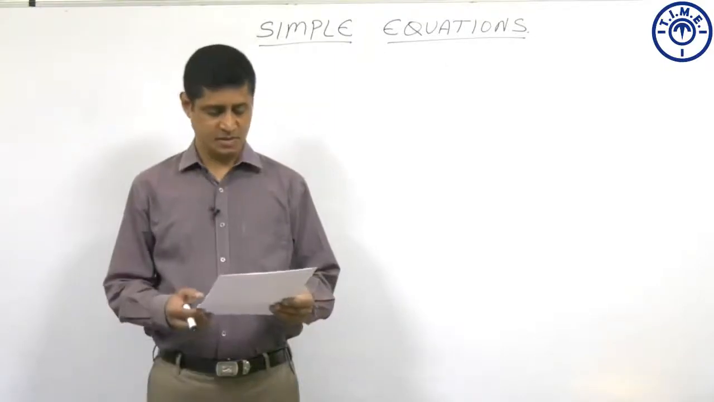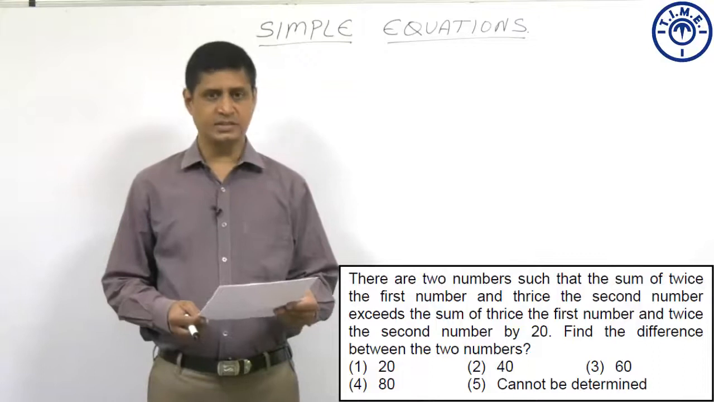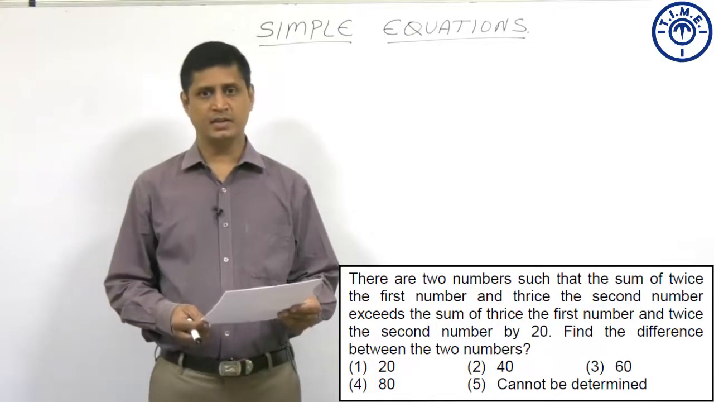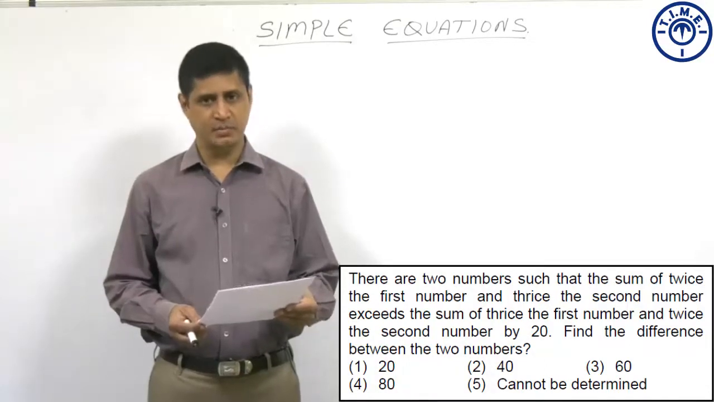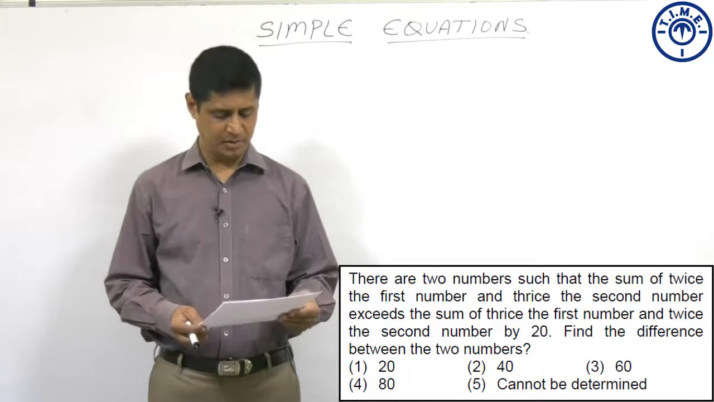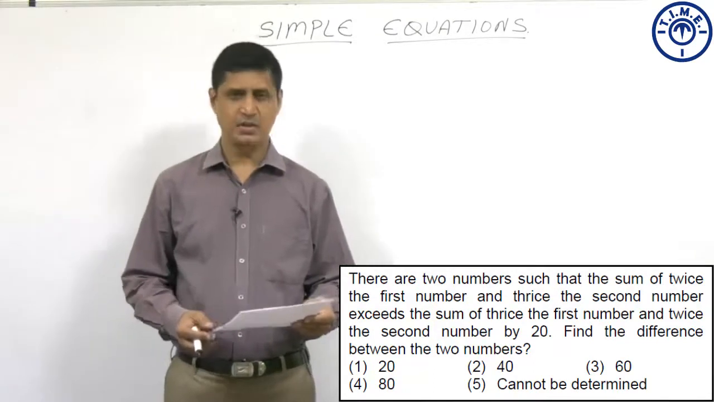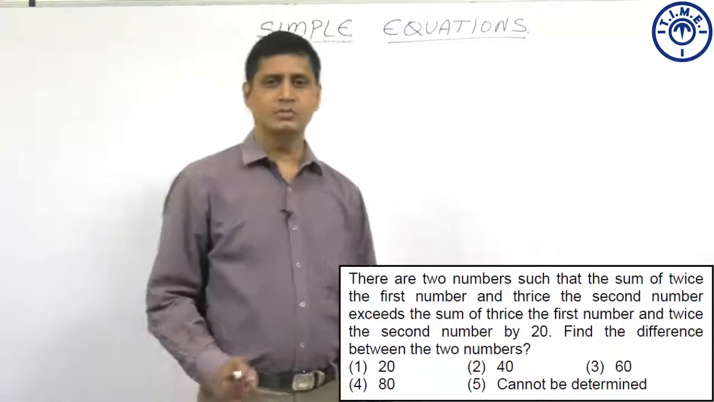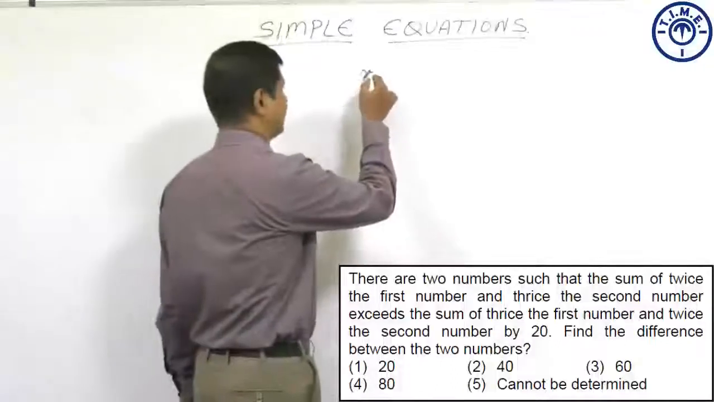Now, let us discuss the next example. There are two numbers such that the sum of twice the first number and thrice the second number exceeds the sum of thrice the first number and twice the second number by 20. Find the difference between the two numbers. Now, the difference between the two numbers should be found. I am assuming the numbers as x and y.